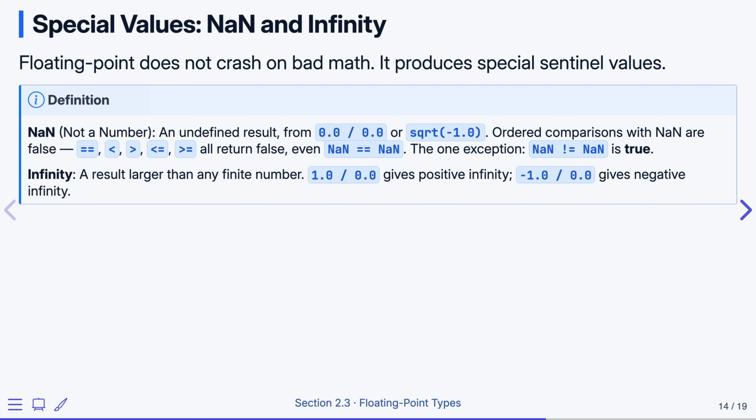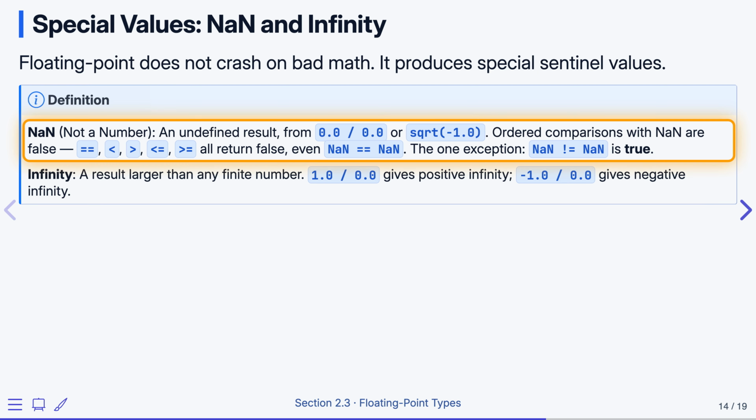Floating point arithmetic does not crash on bad math. Instead, it produces special values that mean something went wrong. The first is NaN, which stands for not a number. It comes from an undefined result, like 0 divided by 0 or the square root of -1. Here is the strange part. Ordered comparisons with NaN are all false. Equals, less than, and greater than all return false. Even NaN equals NaN is false. There is one exception. NaN does not equal NaN is true.